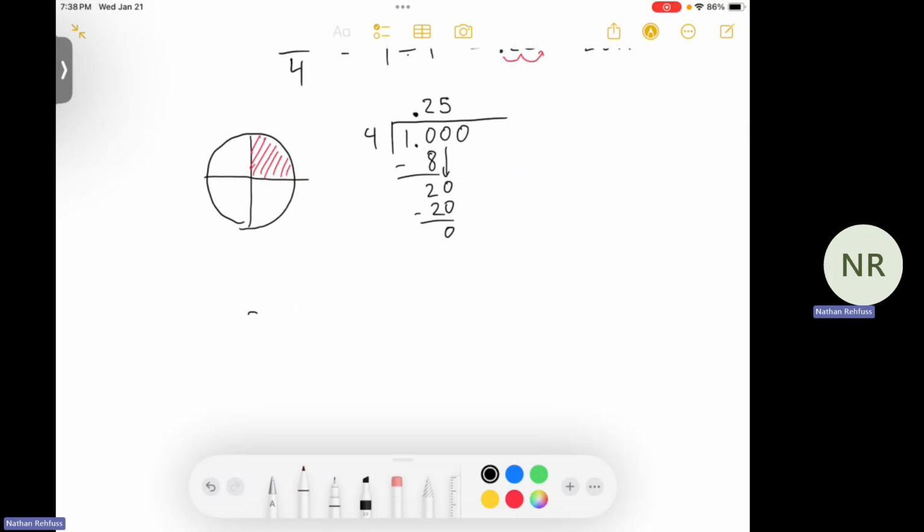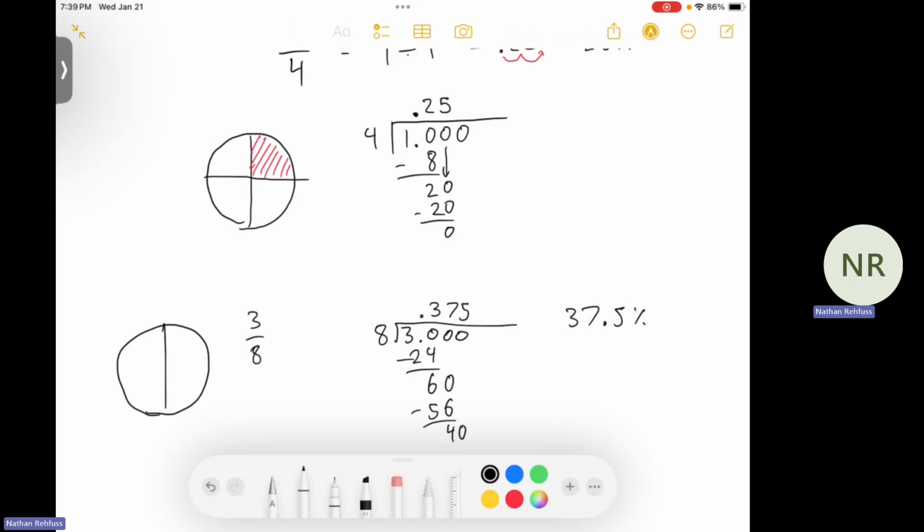If I wanted to write a fraction like 3/8, I could think of that as 8 goes into 3 how many times? 8 goes into 3 0 times. 3 times 8 is 24. 8 goes into 60 7 times. And it goes into 40 5 times. So 3/8 is 0.375. You could call that 37.5%. Or you could just think of a pizza that's been cut into 8 slices. And 3/8 refers to 3 of those slices.